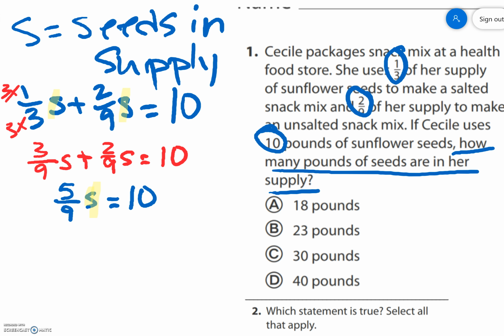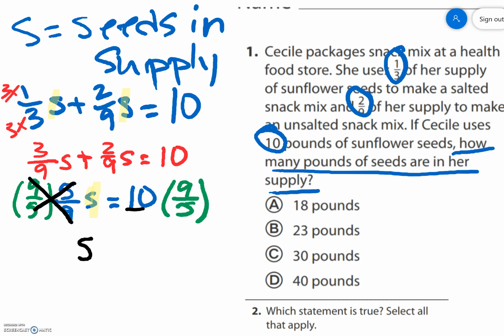What I can do is keep change flip. So we're going to keep the 5/9. Instead of dividing, we're going to multiply by the reciprocal. So flip that fraction right over. These guys cross cancel, and we're left with S equals, well, I can put my 10 over 1, multiply straight across. 9 times 10 is 90. 1 times 5 is 5. 90 divided by 5 is 18. So she has 18 pounds of sunflower seeds in her supply.